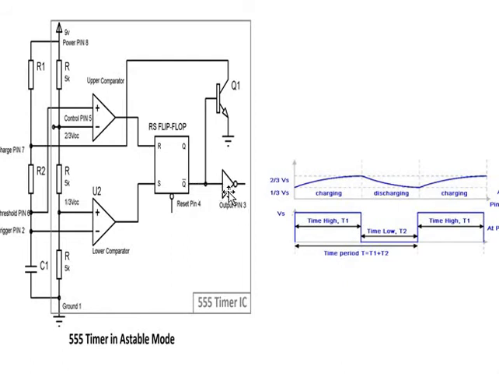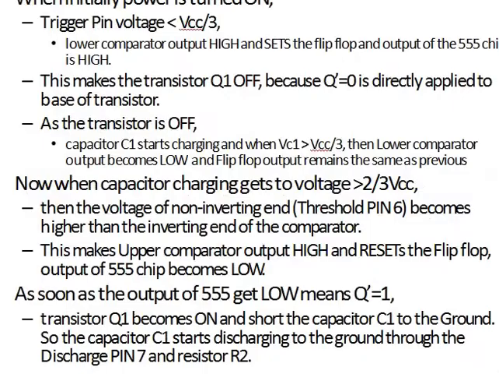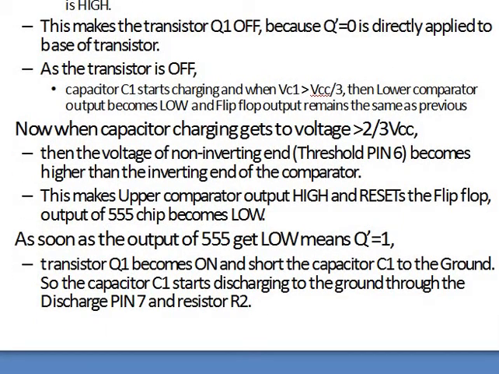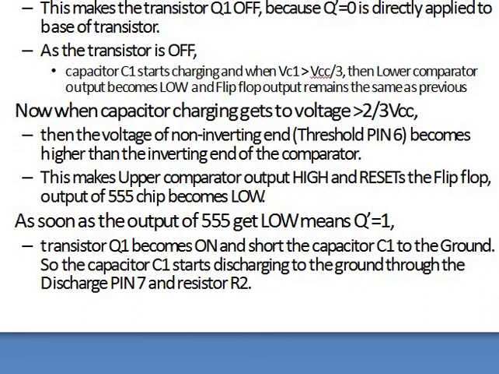Since the output is the complement of Q bar, Q bar is 1 and the transistor Q1 becomes on. So there is a discharge path for the capacitor voltage. As soon as the output of the 555 gets low, Q bar is 1 and the transistor Q1 becomes on and shorts the capacitor to the ground. So the capacitor C1 starts discharging to the ground.